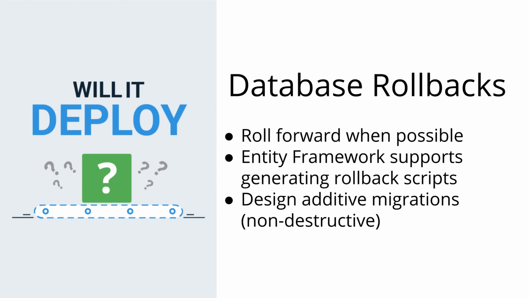Now I'd like to talk about rollbacks. If something goes wrong during your deployment, there's generally three ways you can handle it. The first is to roll back, that is, to revert to the previous version of your app. In our case, we could just redeploy version 1.0 of our web app. Next is to roll forward, and this is kind of the best case. That's where you can fix the problem and deploy a new version.